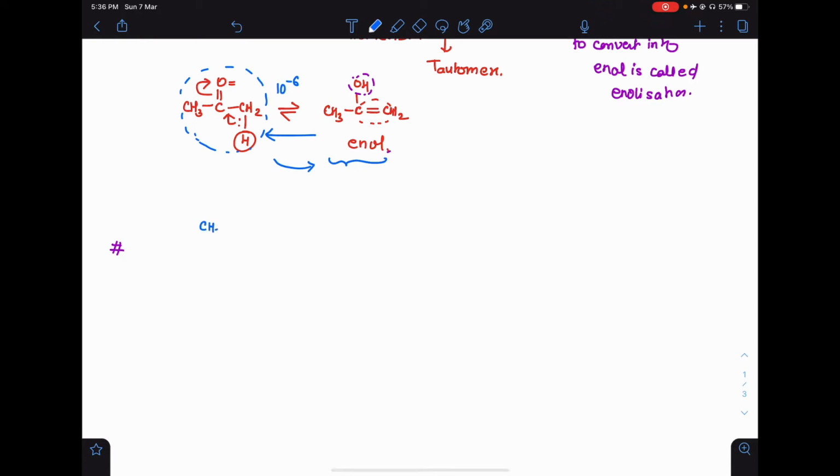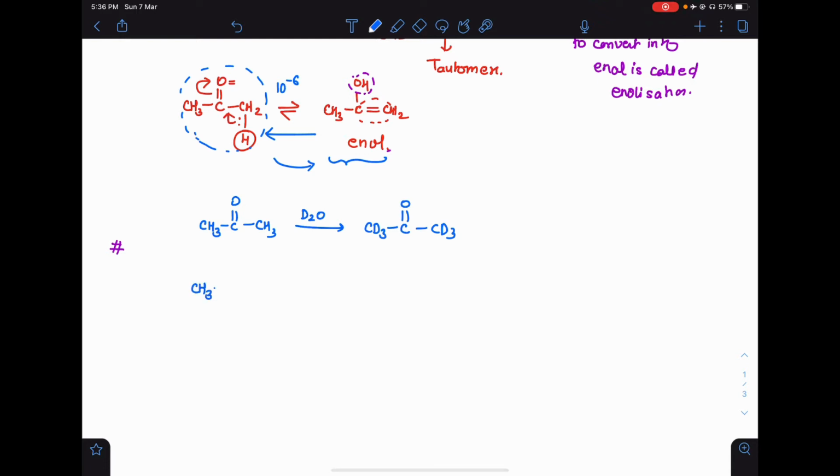So what you can do is you take acetone and then you keep it in heavy water, that is D2O, for a considerable amount of time, like a few hours or a few days, and you will see that all the hydrogens present in acetone will be replaced by deuterium. So how is that possible? See, that is possible only through tautomerism.